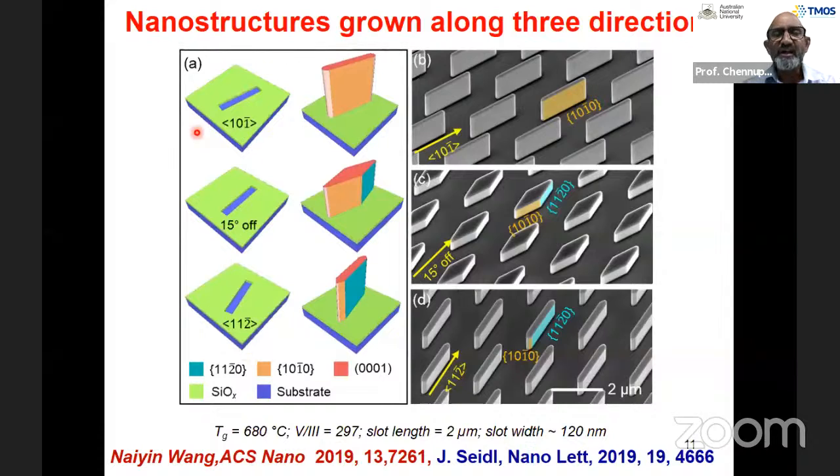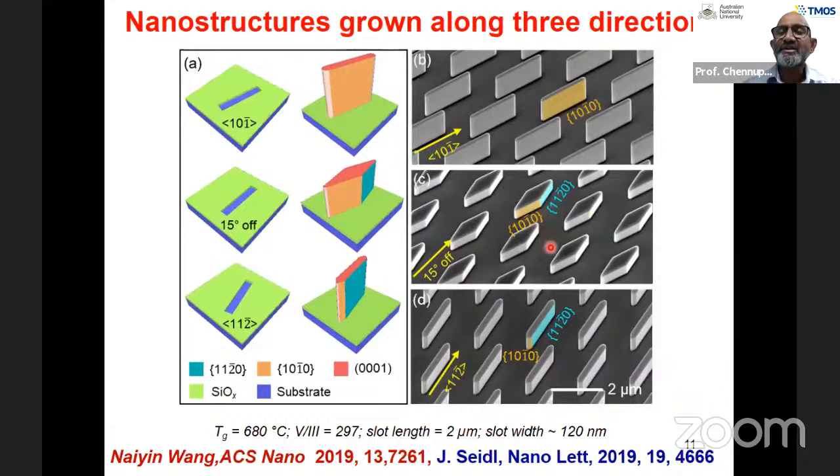Here's a case where Nain Wong opened this slot along a particular crystallographic orientation of 101 bar, and then he put this into the MOCVD reactor and introduced the gases needed for the growth of indium phosphide at temperatures around 700 degrees Celsius or so. You can see you can create beautiful nanomembranes with this particular kind of facets here. If you open the slot along another crystallographic orientation, you can also create these membranes, but they end up having different facets. But if you open the slot in between these two crystallographic orientations, you can really create these beautiful diamond-like structures with these alternating facets.